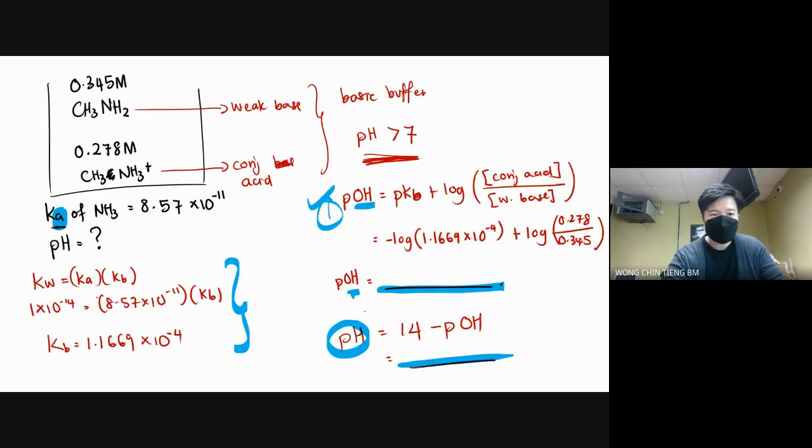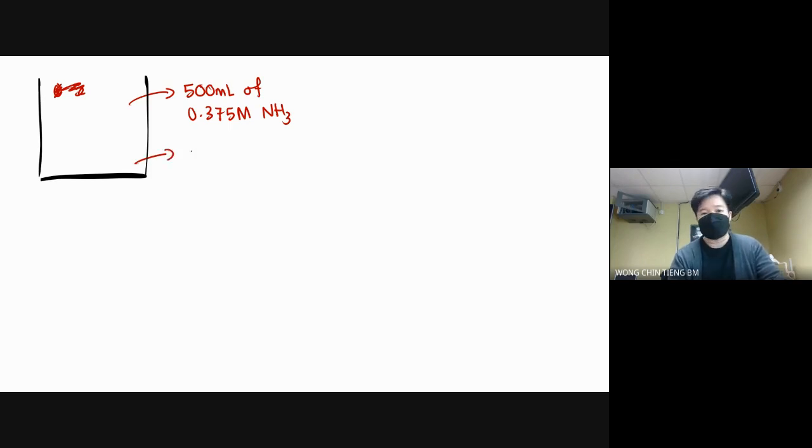Saya ada beaker macam biasa. Tengok dulu. Tak payah excited sangat. Saya suka buat base. Kita sambung buat base lah. Let's say I have 500 milliliter of 0.375 molar of ammonia. And then I have, kita buat yang senang je lah, 10 gram.